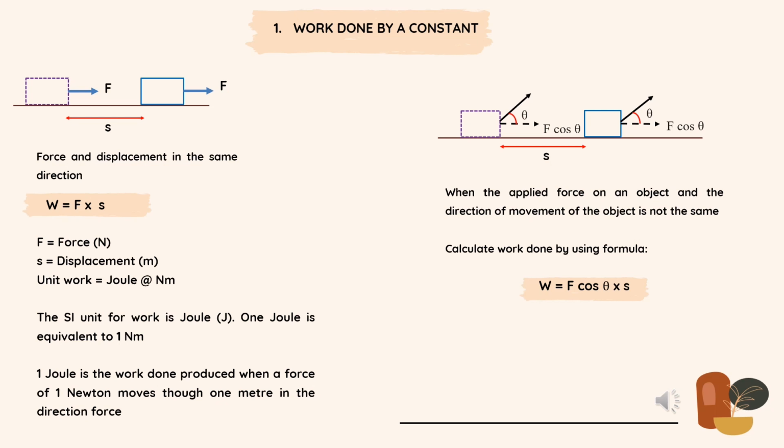1 joule is the work done when a force of 1 Newton moves an object 1 meter in the direction of the force. For this figure, the applied force on an object and the direction of movement of the object are not the same. Calculate work done by using the formula W equal to F cos theta multiplied by S.